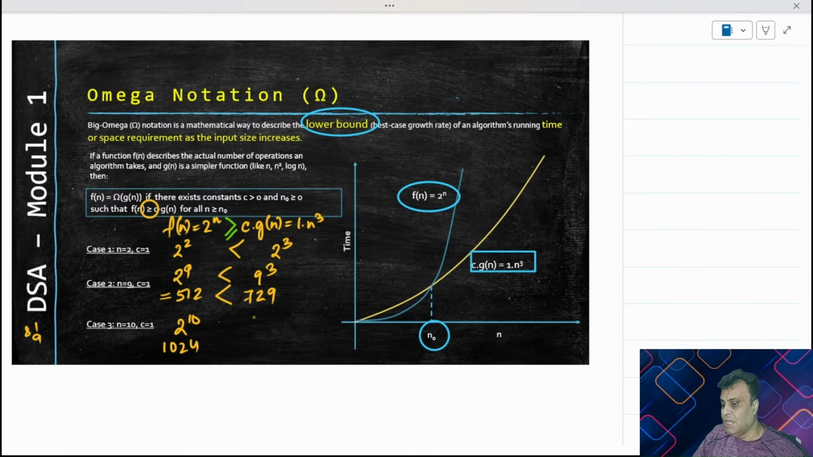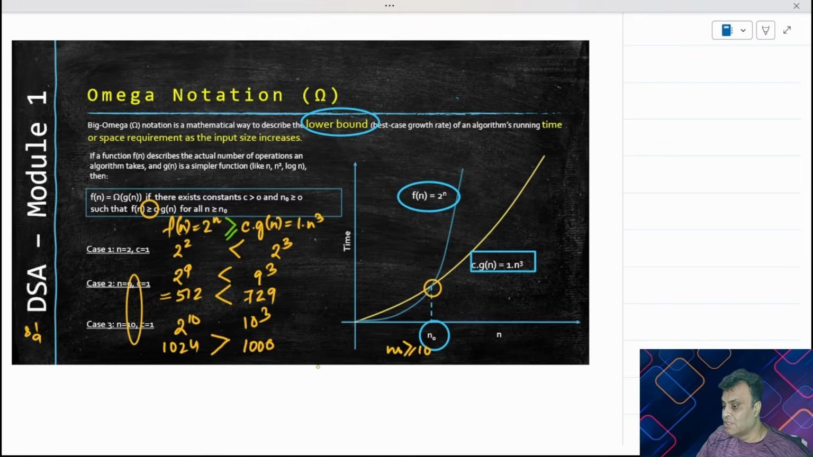And c dot gn, that is, if I put n equal to 10, then this becomes 10 cube. Now 10 cube is nothing but 1000. Now we have 1024, that is 1024 greater than 1000. So can we say that between 9 and 10 there is a point where this inflection happens? It will be safe to say our n0 value is greater than or equal to 10.